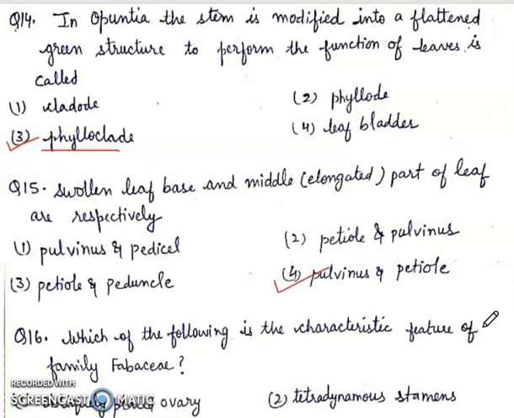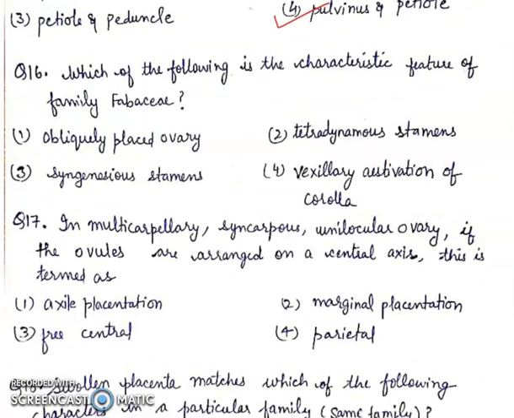Question 16. Which of the following is the characteristic feature of family Fabaceae? First, obliquely placed ovary. Second, tetradynamous stamens. Third, syngenesious stamens. And fourth, vexillary estivation of corolla. Answer will be fourth. Vexillary estivation of corolla is a characteristic feature of family Fabaceae.